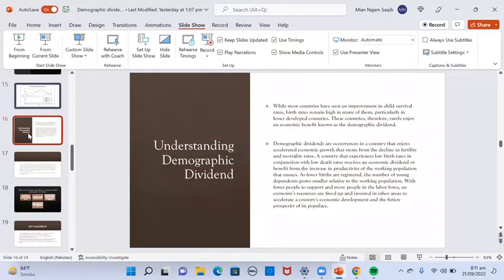Demographic dividends are occurrences in which a country enjoys accelerated economic growth that stems from the decline in fertility and mortality rates. A country that experiences low birth rates in conjunction with low death rates receives an economic dividend, or benefits from the increase in productivity of the working population that ensues. As fewer births are registered, the number of young dependents grows smaller relative to the working population. With fewer people to support and more people in the labor force, an economy's resources are freed up and invested in other areas to accelerate a country's economic development and the future prosperity of its populace.